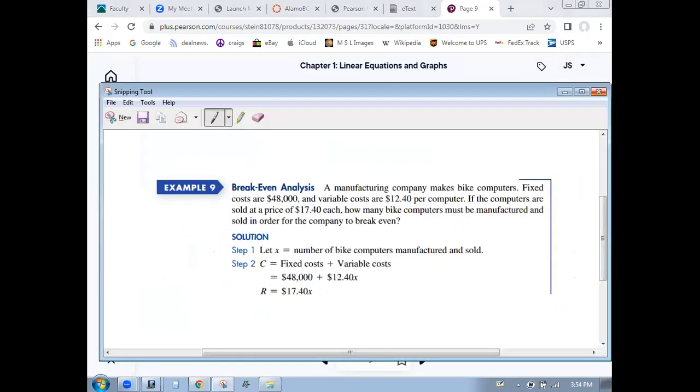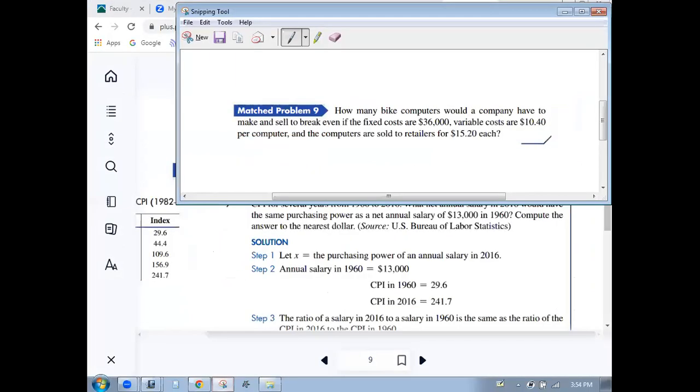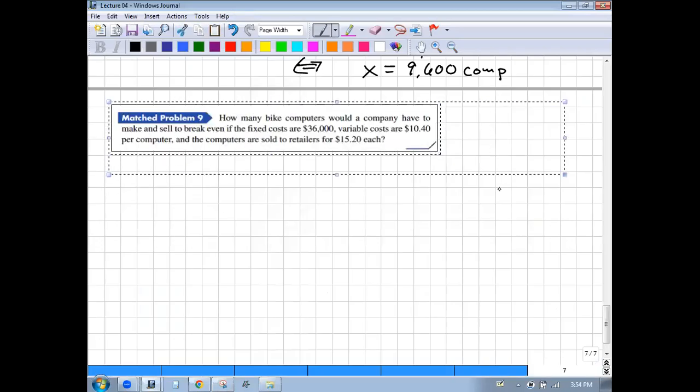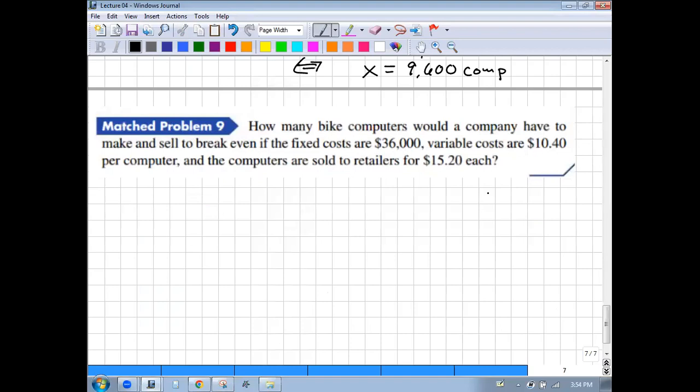Let me do a math problem. How many bike computers would a company have to make and sell to break even if the fixed costs are 36,000 and variable costs are $10.40 per computer? All right, so let's write down our cost function. Our cost is the 36,000 for the manufacturing plant, and then $10.40 times the number of computers that we make.